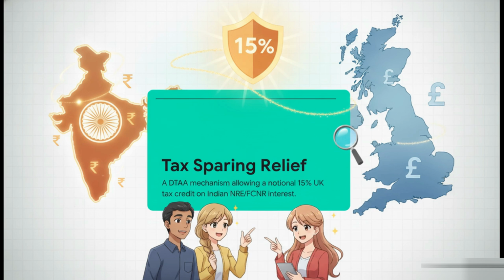Remember how we said NRE interest is tax-free in India but taxed in the UK? Well, tax-sparing gives you a notional 15% tax credit against your UK bill. It basically acts as if you did pay 15% tax in India. It's the UK's way of honoring India's tax-free incentive.